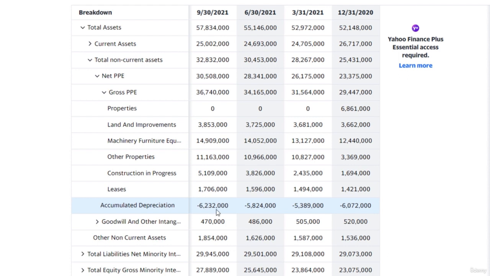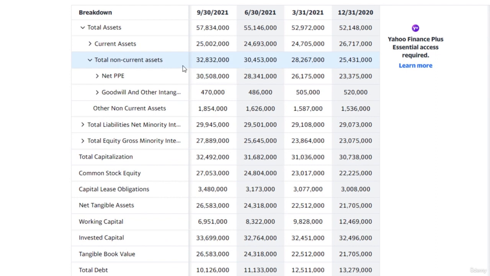Look at that 6.2 billion. If our gross was at 36.7 billion, if we take out depreciation of 6.2, now we're at 30.5, approximately. Pretty much that's what we're at. So that's where our net property, plant, equipment as a total non-current asset comes in. And that'll usually be the bulk of your non-current assets.